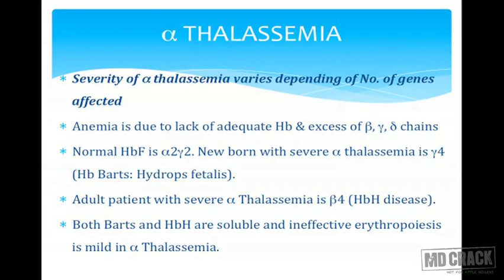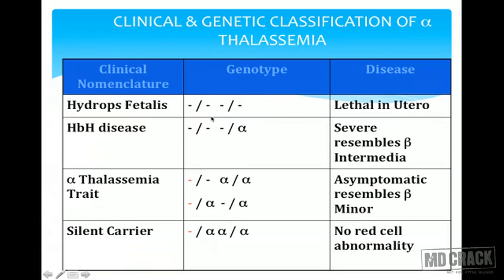Have a look at this particular chart. Hydrops fetalis is the one where all 4 alpha genes are missing. Such a baby is not at all viable, it is lethal in utero. In HbH disease, only one gene is available, so it is again a very severe form. It resembles beta thalassemia intermedia.